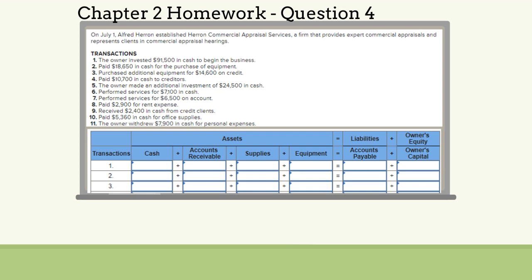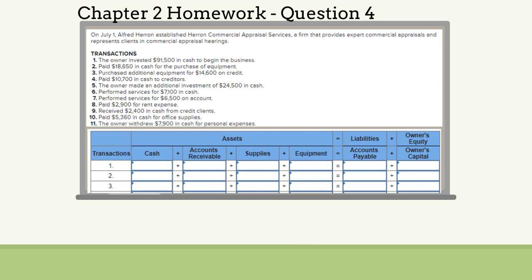For question 4, you have 11 transactions that are very similar to the transactions of Eli's Consulting. Your task is to analyze every business transaction and decide what happens to the financial resources of the company. Let's do the first 2 together.